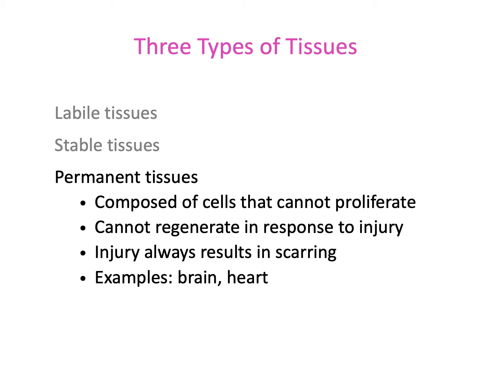So any injury to these tissues, these permanent tissues, will result in some scarring, even if it's a small injury. So myocardial infarction in the heart, tissue death in the heart, no matter how small, is always going to be repaired by a scar. And same thing in the brain. You lose neurons, and you're not going to regenerate that tissue. You're going to end up with a healing response that's kind of like scarring.